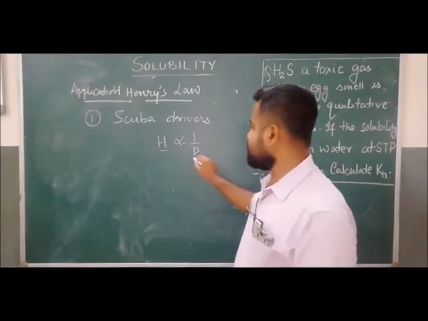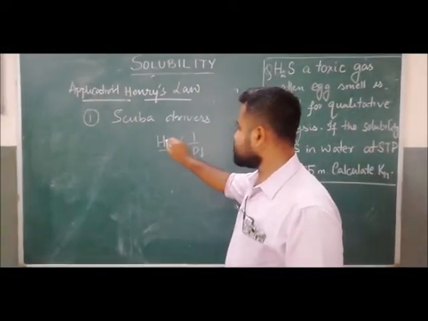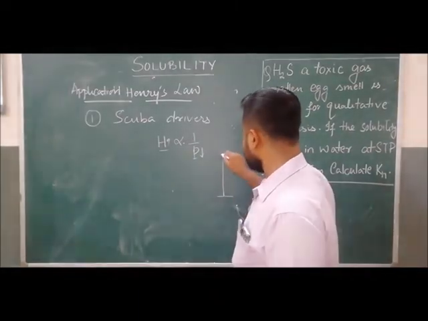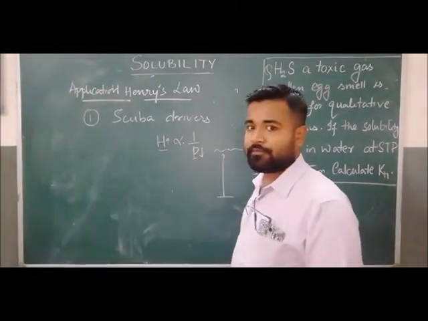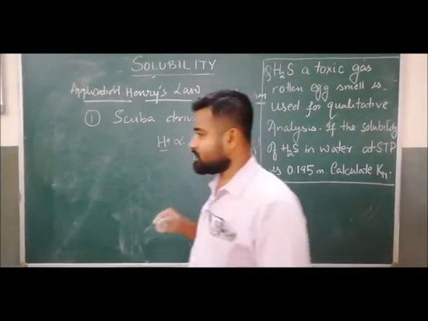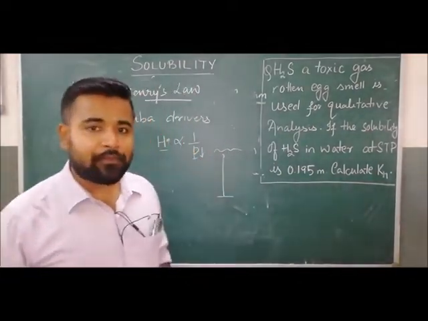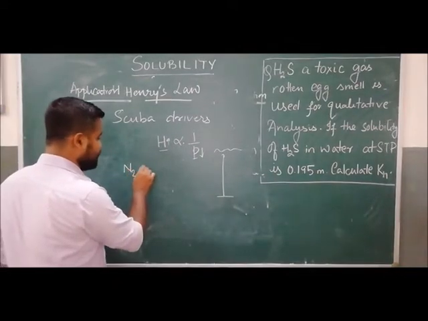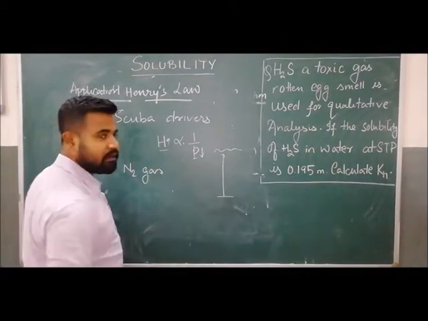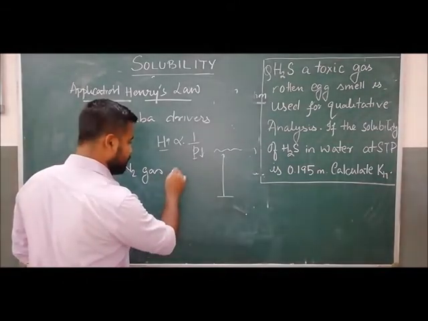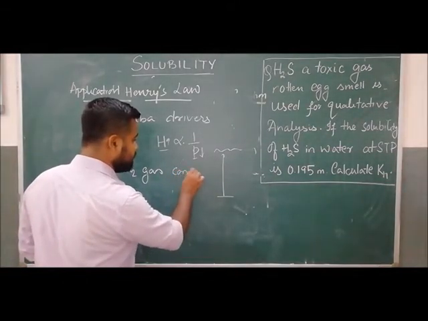When the height is increasing, meaning the scuba divers move from the bottom towards sea level, at that time what happens? The pressure gradually decreases. Due to which, what happens? The nitrogen gas comes out from the blood.